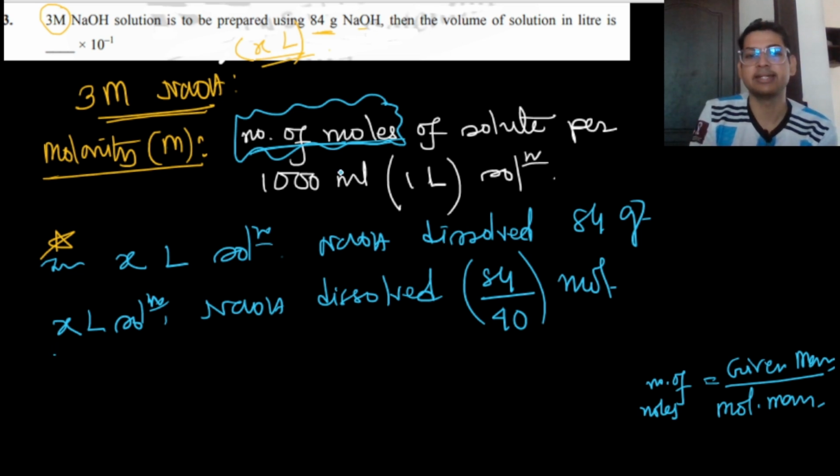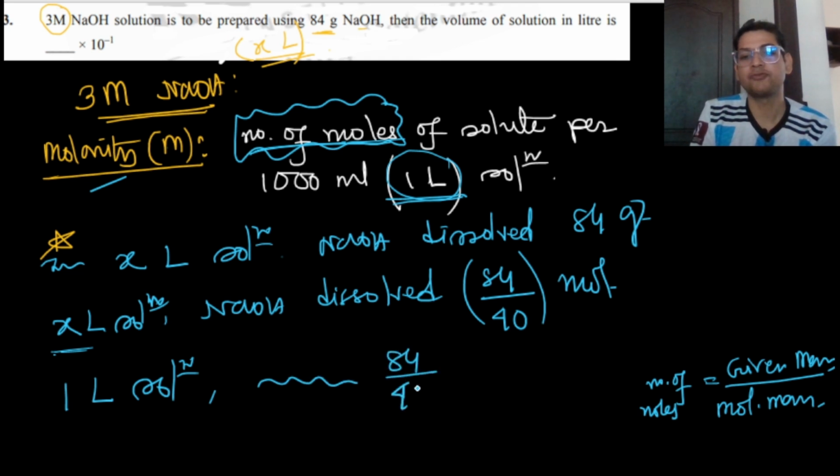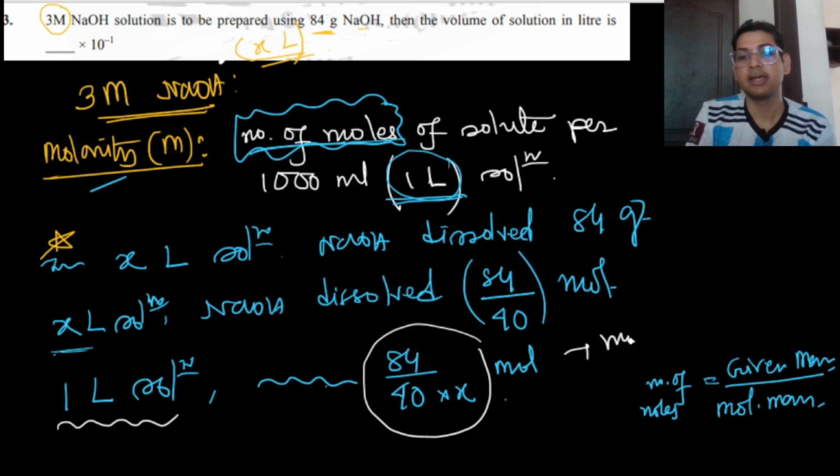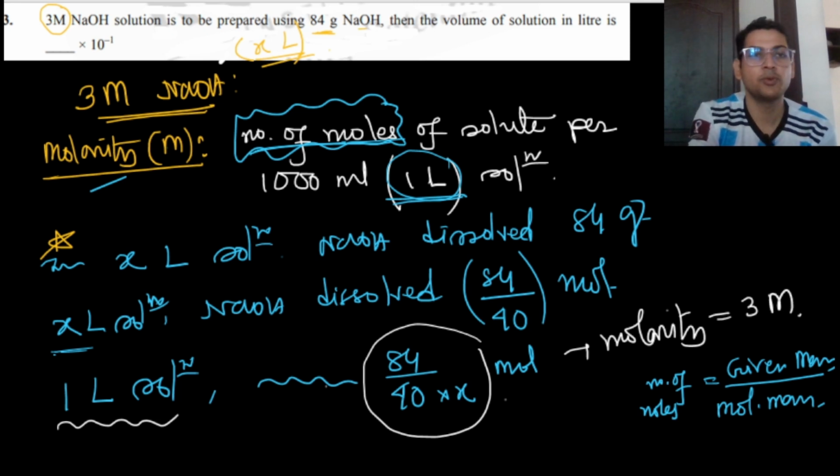But sir, it is in x liter, and you want it in 1 liter. To satisfy the molarity definition, number of moles should be in 1 liter. Now I got it in x liter: 84/40. I want it in 1 liter solution, so it will be 84/40 divided by x mole. Now you got in 1 liter solution, NaOH dissolved is this mole, and this is nothing but your molarity, and the molarity value is given as 3. So you just have to equate the equation.